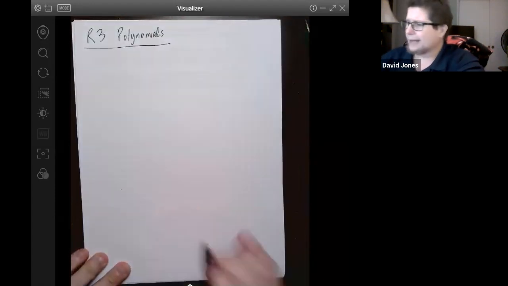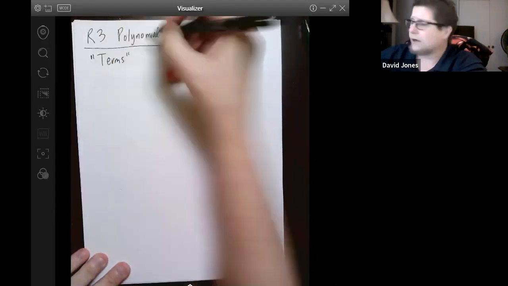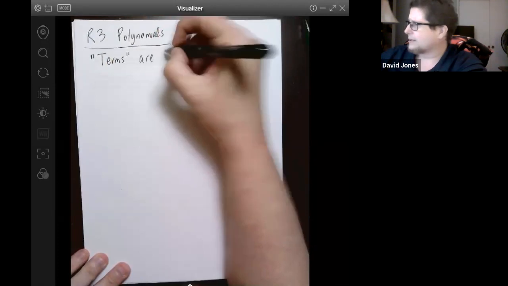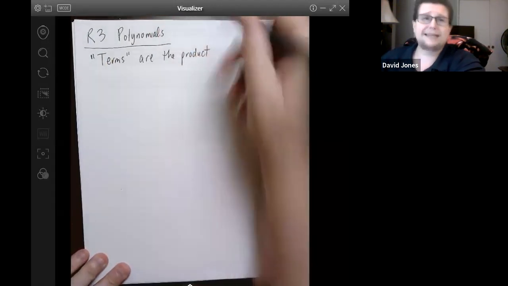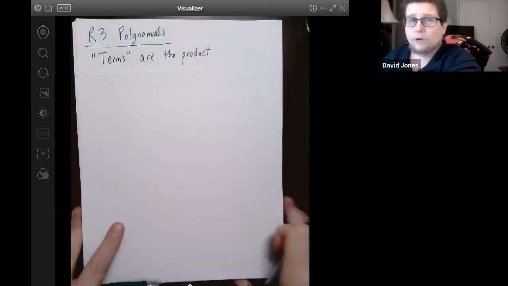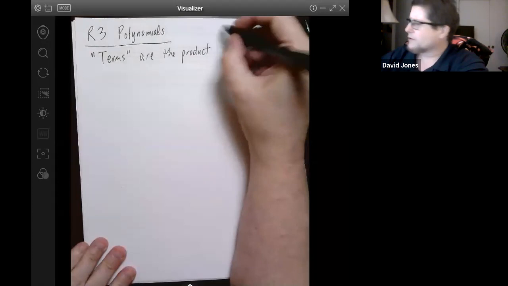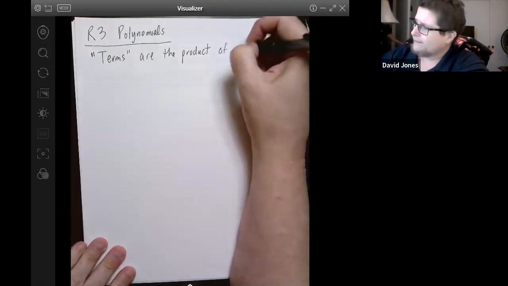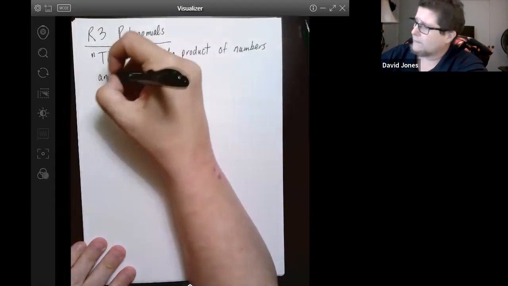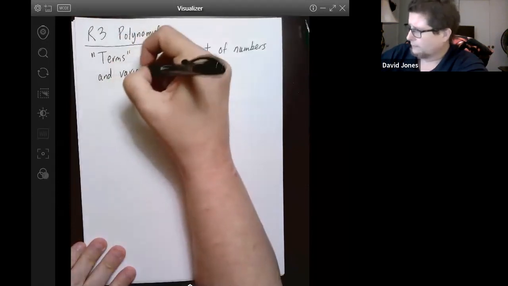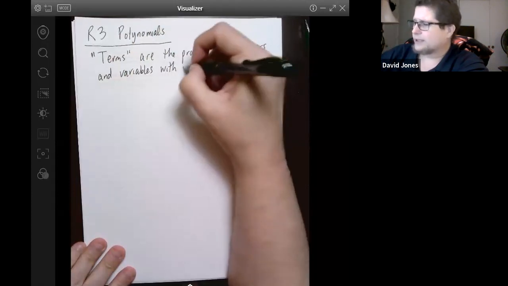So in mathematics, terms are the product. Remember, product is the outcome of multiplication. So when we multiply two things together, we call that the product. Terms are the product of numbers and variables, and with possibly exponents involved.